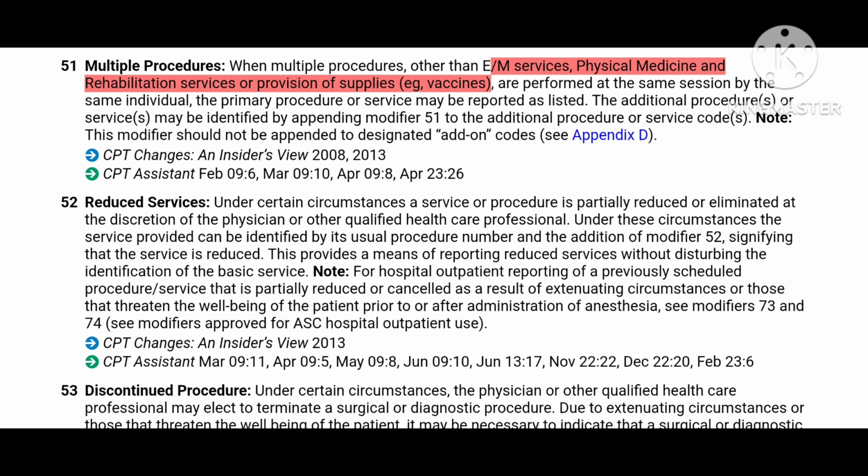Next is 53. 53 will be used for discontinued procedure. That means they started a procedure but they stopped it. But again they are going to repeat it after some time. Maybe next day or after 1 week they are repeating the procedure. So the procedure was discontinued or terminated. It can be a surgical procedure or a diagnostic procedure. Maybe due to the health condition of the patient, they were not able to complete it. Then you can use modifier 53.